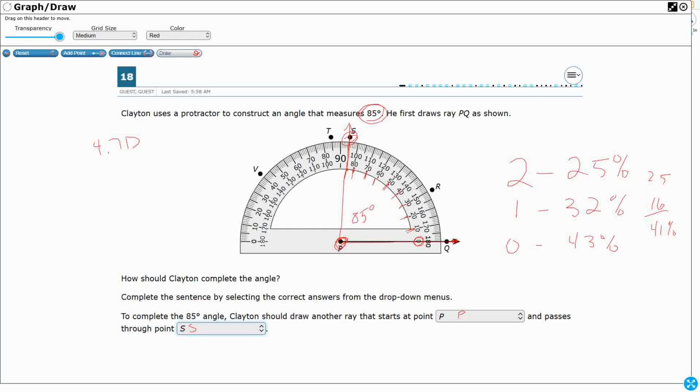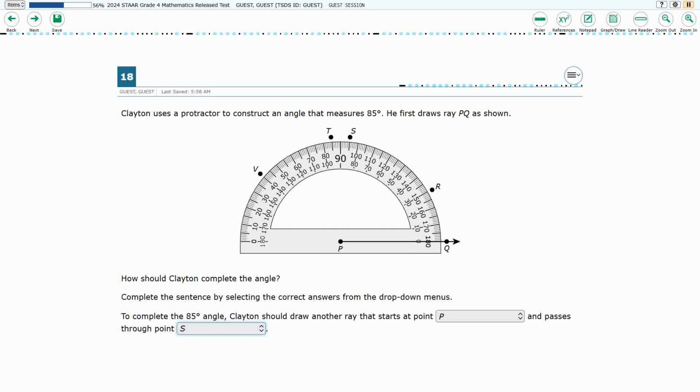And so this was our 7th most difficult. It was tied, but 7th hardest, 41%. So definitely one that we want to look at again with our students. All right, so moving on.